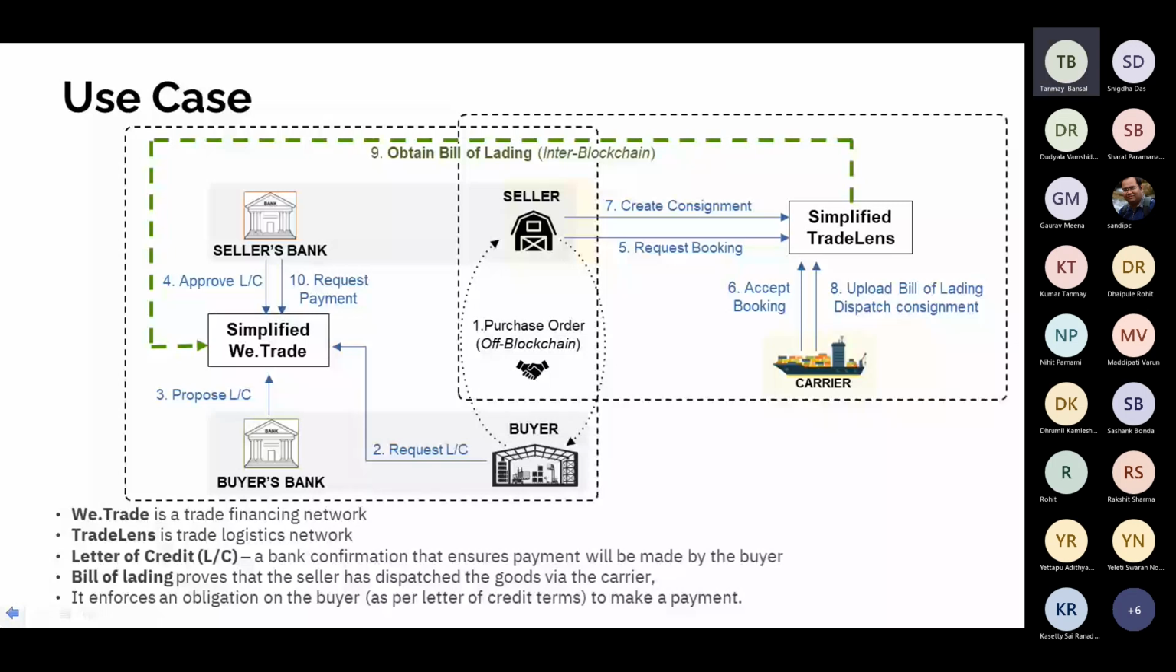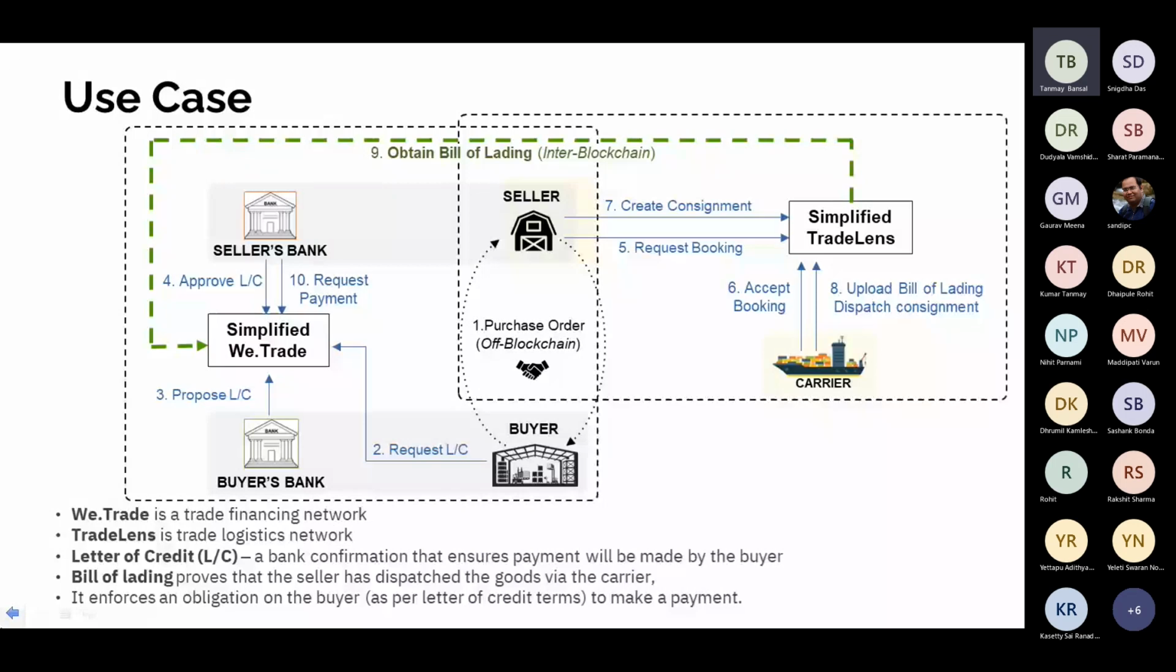So the seller, when they get a confirmation that indeed this LC has been approved by the bank, will request a booking through this second blockchain, the STL blockchain, for sending it with a carrier, which would accept the booking, and then the actual consignment. This will be put in trucks and then sent to the port and so on. All these things will be done by the second blockchain network, and then this carrier will upload what is called the bill of lading, which confirms that the items are now being sent. That is what is handled by this STL, this trade logistics blockchain network.